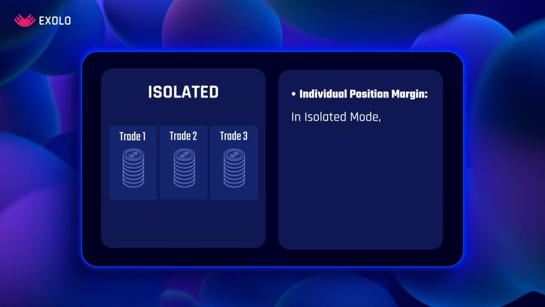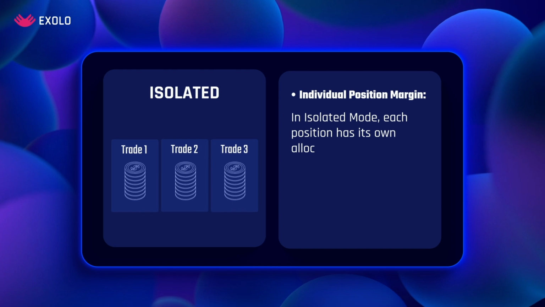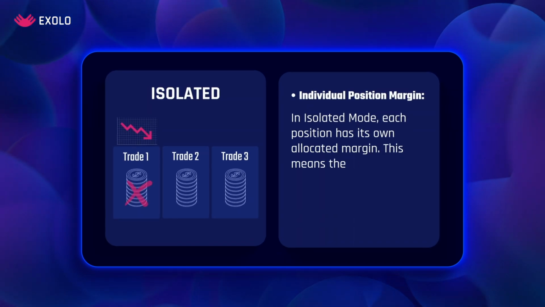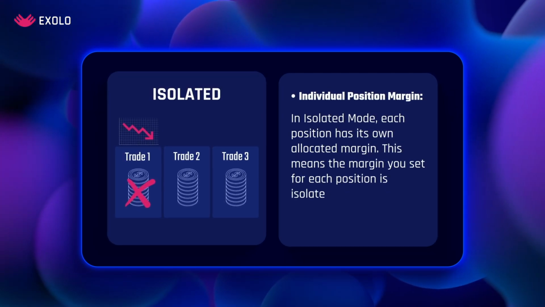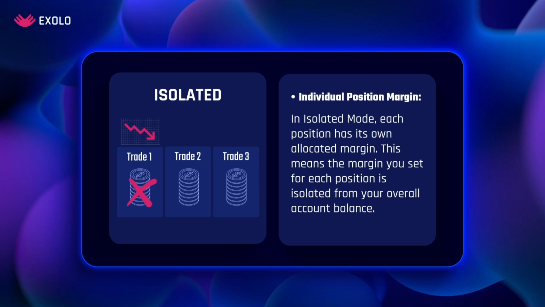Isolated mode. Individual position margin. In isolated mode, each position has its own allocated margin. This means the margin you set for each position is isolated from your overall account balance.